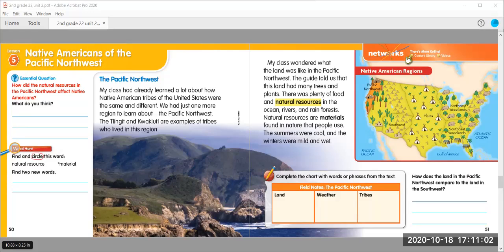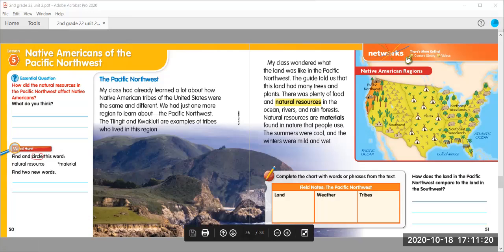Quick check. What Native American tribes lived in the Pacific Northwest region? Quick check. How did the land of the Pacific Northwest compare to the land in the Southwest?